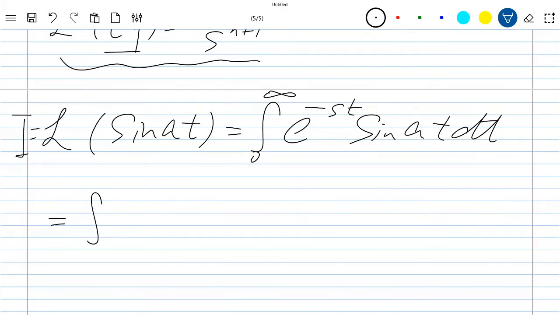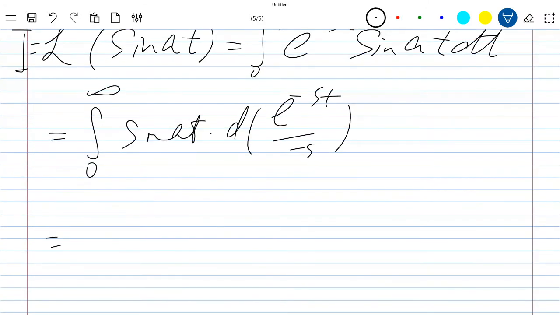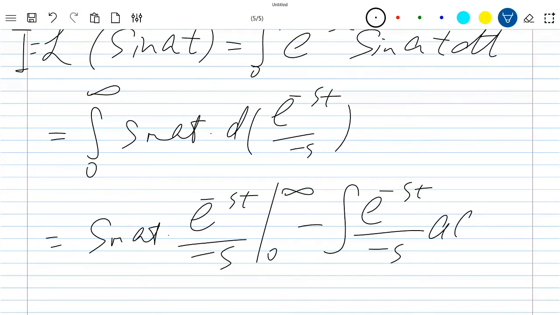Let's choose to do the same thing. So we will have sine of at, then d of e to negative st over negative s. And then you have sine of at times e to negative st over negative s, minus e to negative st over negative s, then have the derivative, which is a cosine at dt.